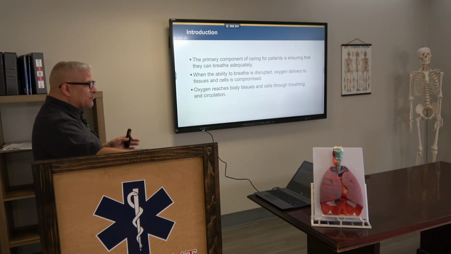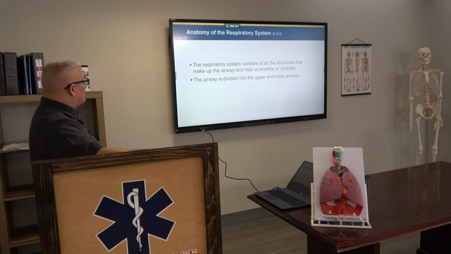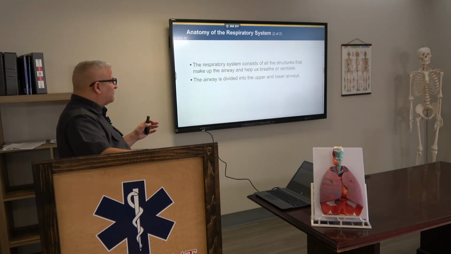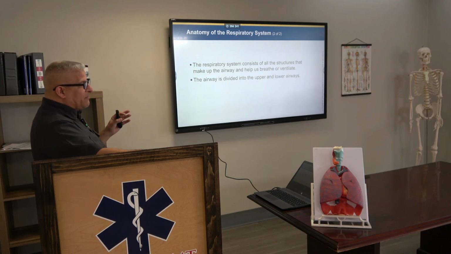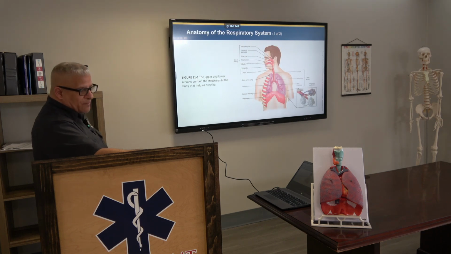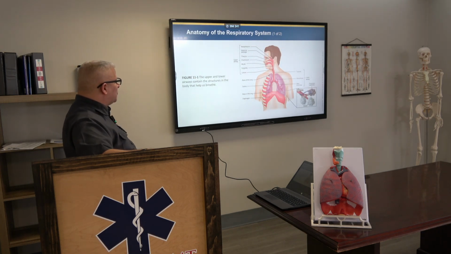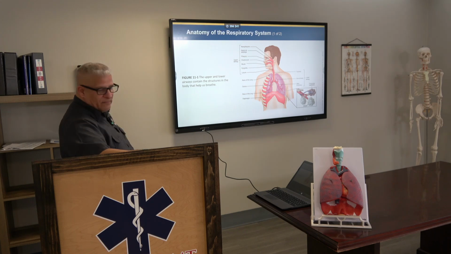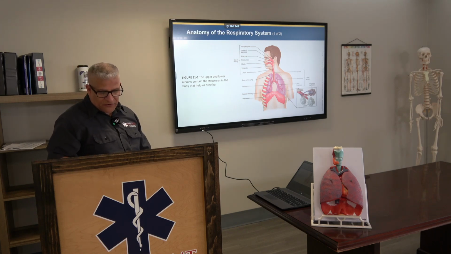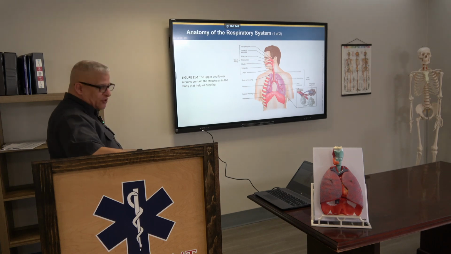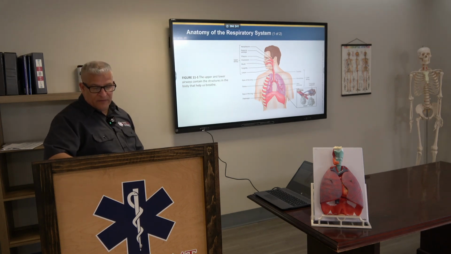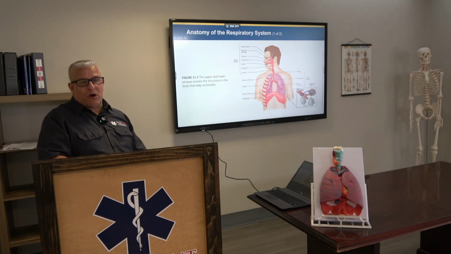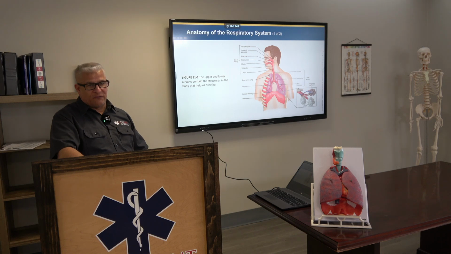Oxygen reaches body tissues and cells through the respiratory system and the circulatory system. The respiratory system consists of all structures that make up the upper and lower airway. So on page 419 in your book, you have a diagram here. It's figure 11-1, and that shows your nasopharynx, the nasal passageway, the pharynx, the oropharynx, your mouth, your epiglottis, and the larynx, which is called the voice box.